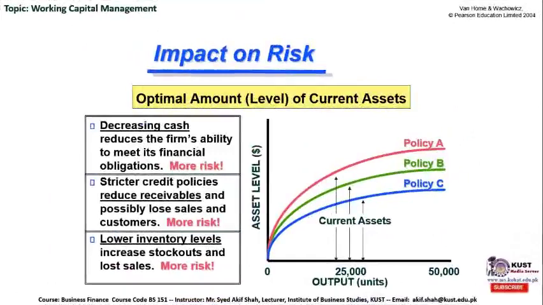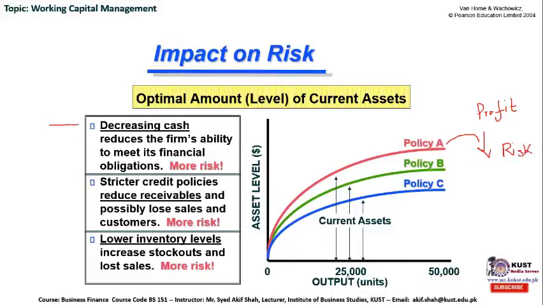Let's discuss the working capital management impact on risk factor. As we know, there is a direct connection between profitability and risk, and we have explained in the previous example that when there is a high level of current assets, the profitability of the firm will be lower. So there is a direct nexus between profitability and risk factors. We can also conclude that when there is a lower level of profitability in policy A, we will have less risk faced by the firm.